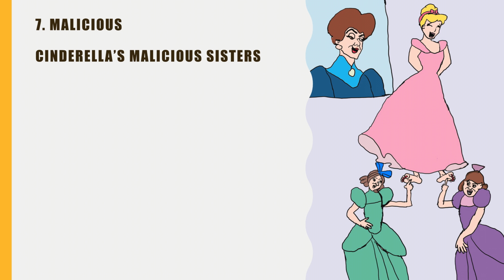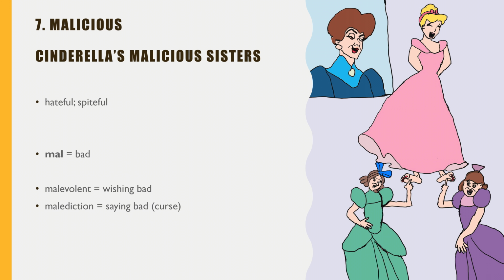Malicious. Cinderella's malicious sisters. And that is, of course, the two hateful and spiteful sisters. They're just the archetypal symbols of meanness, cruelness, right? So the breakdown here is mal, which means bad, and that's an important one. So we get words like malevolent, malediction, malefactor. These are other words that use mal. Means bad in each word.